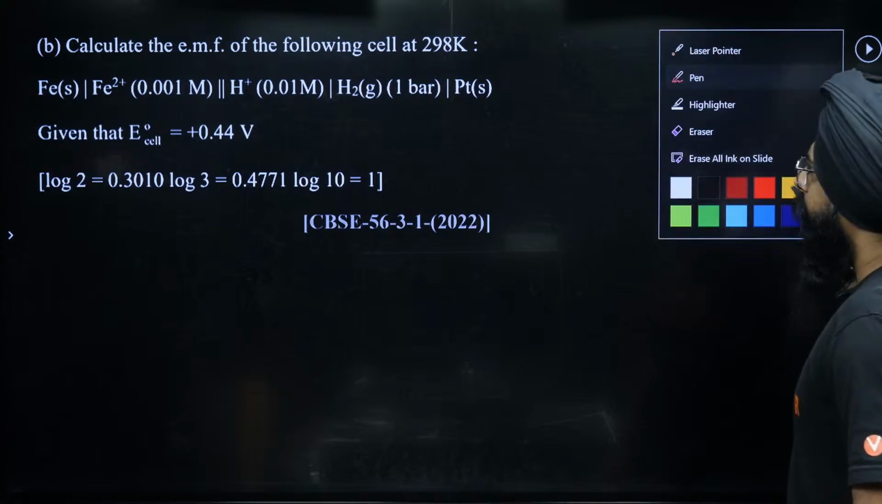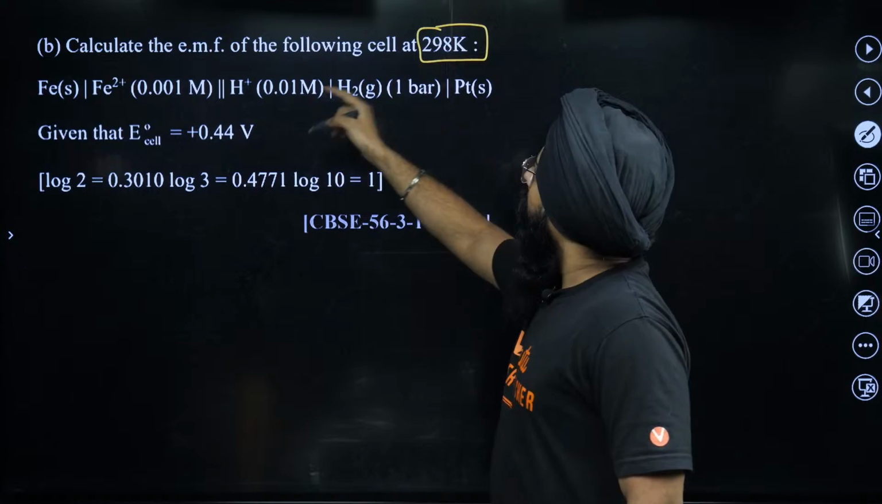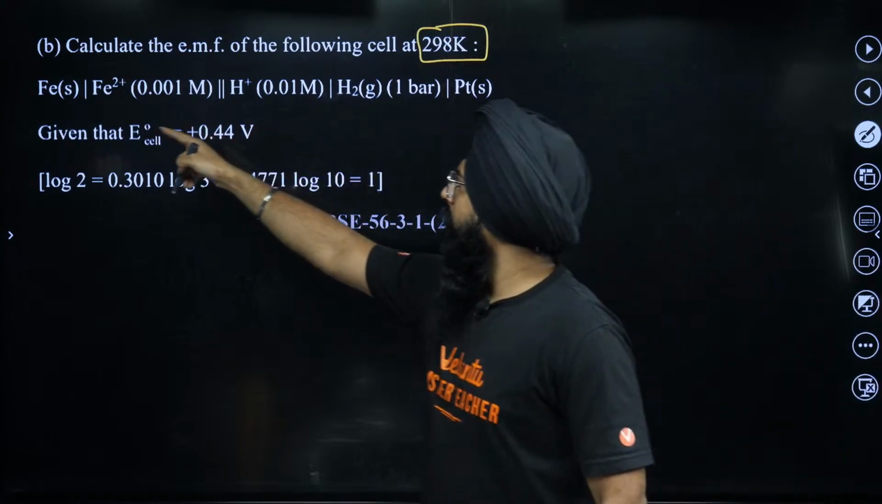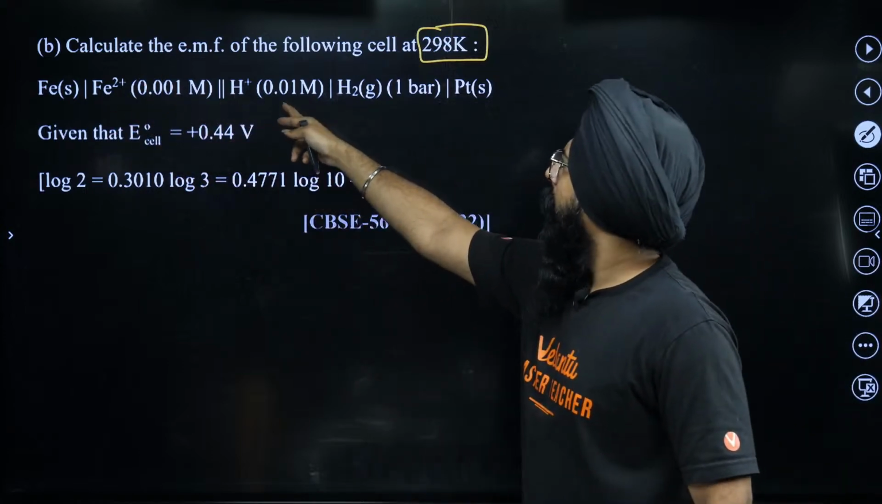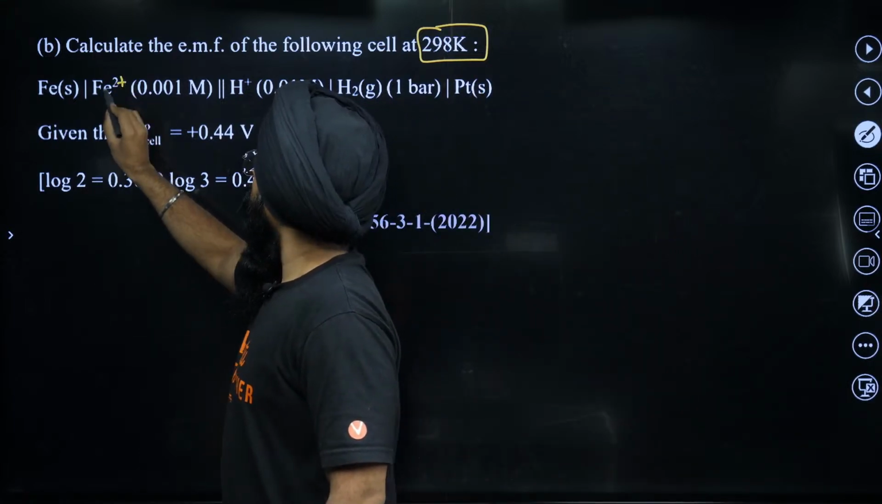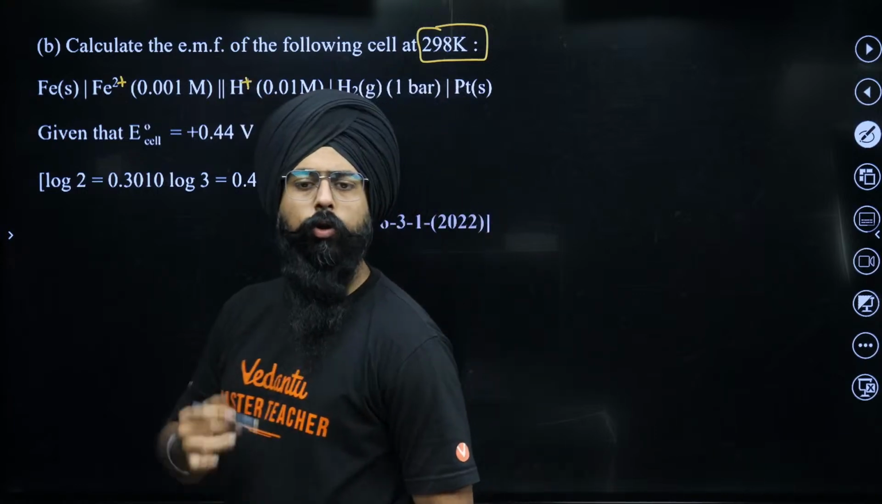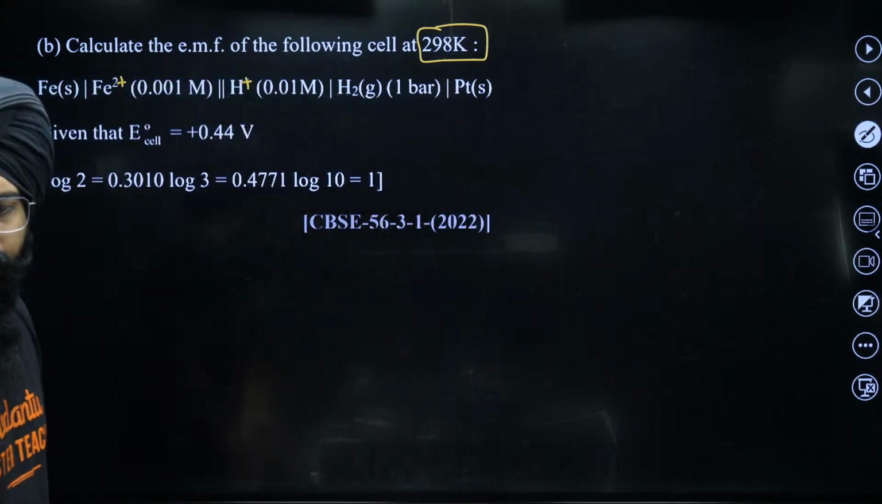So, let's see. Calculate the EMF of the following cell at 298 Kelvin. Fe solid, Fe2 positive, H positive, H2, whatever. Yeah. Fe2 positive, H positive. Okay. So, how do we write this particular equation?